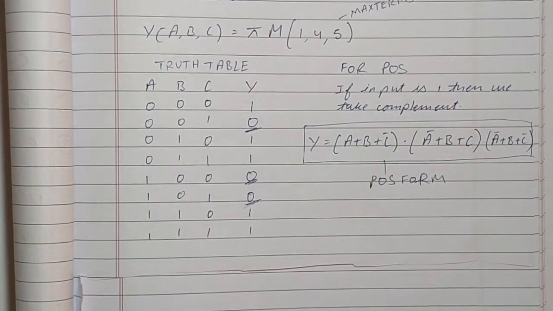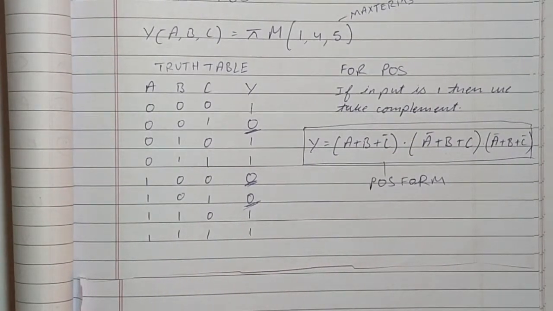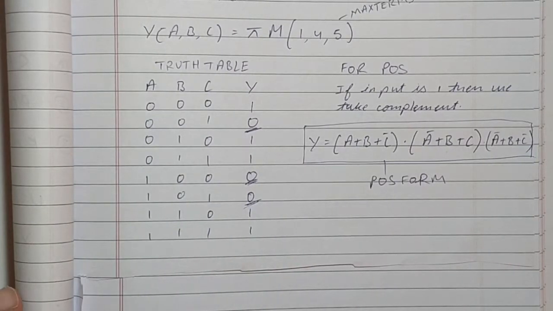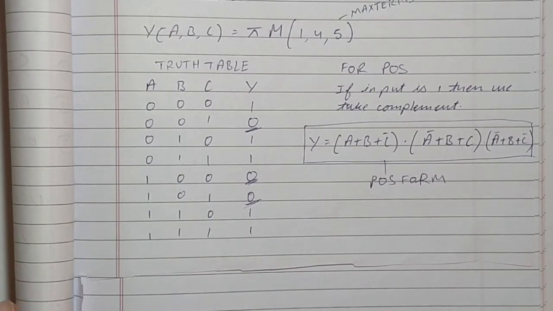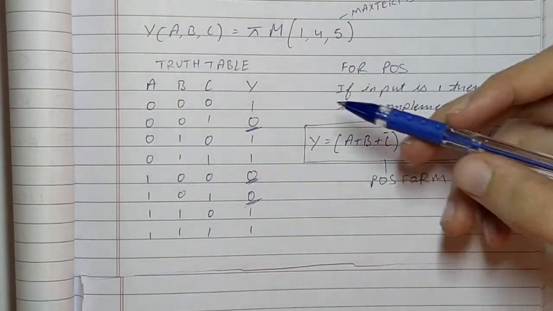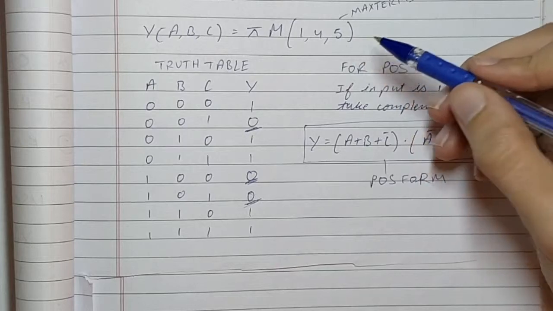Second technique for optimization Boolean expression is POS, which stands for product of sum. Now for this truth table we have 3 variables a, b, c. Now we can also write this truth table in terms of max terms, and we know that max terms is always written when output is low. Like m0 is low, so that's why we mention 1 and hence 4 and 5.